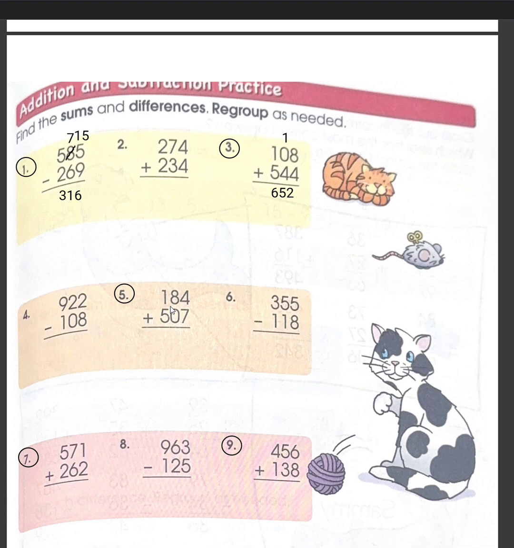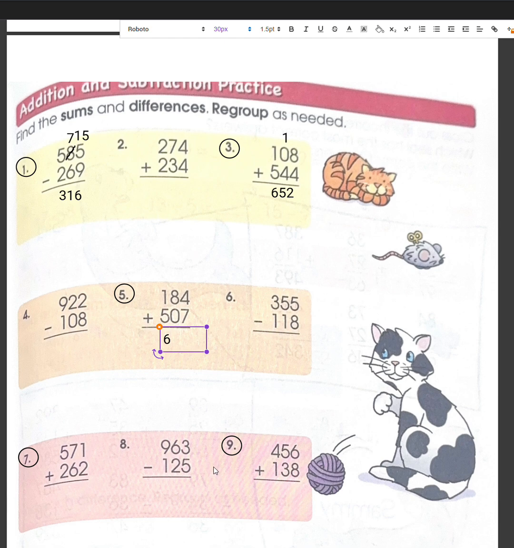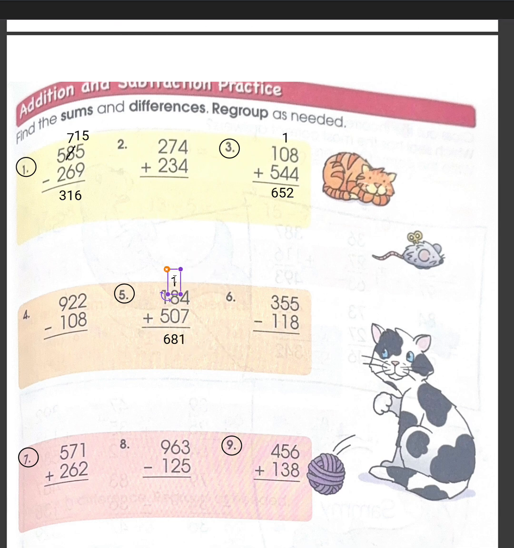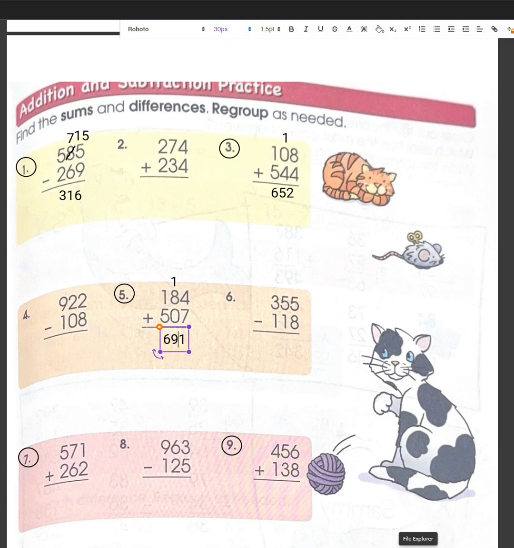Number 5, we have 184 plus 507. First, 1 plus 5, which becomes 6. 8 plus 0, which becomes 8. Then we have 4 plus 7, which becomes 11. We take that extra 1. So 1 plus 8 becomes 9.